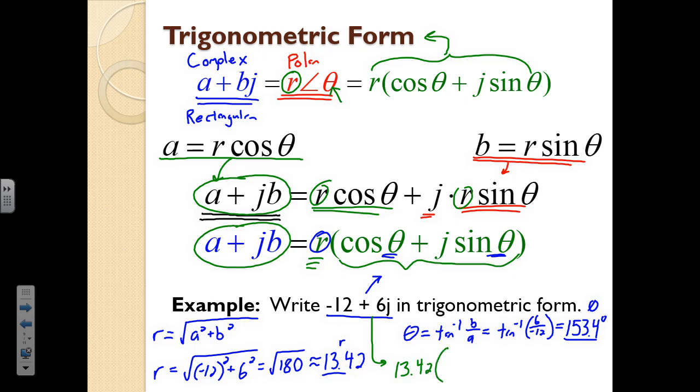13.42 times the cosine of 153.4 degrees plus j times the sine of 153.4 degrees. And we're done. There it is. It's in trigonometric form.